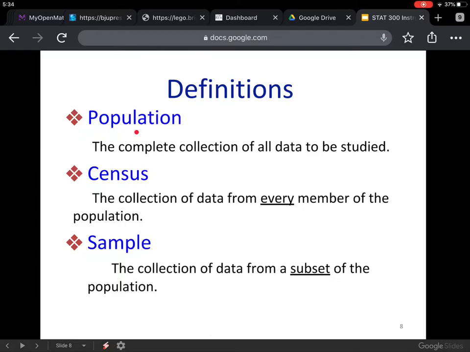Population. What is a population? It's a complete collection of all data to be studied. Complete collection is the key. A census: the collection of data from every member of the population.